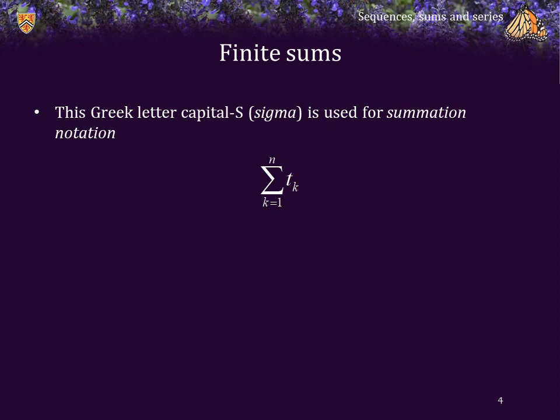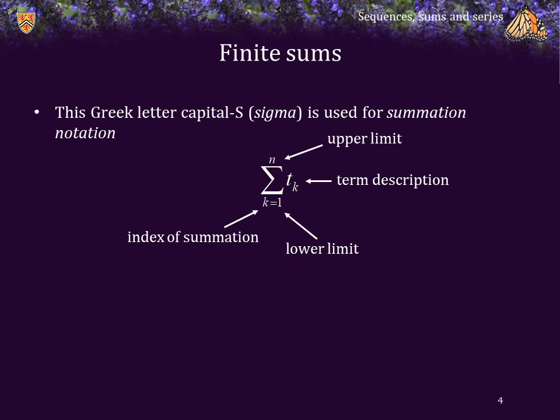So the Greek capital letter sigma is used for summation notation. Every single term in the sum is described by t sub k, whatever formula that may be. The index of summation is a variable k, and that variable k will start with the lower limit, in this case 1, and we will sum up all values with terms having the index equaling the lower limit all the way up to the upper limit.